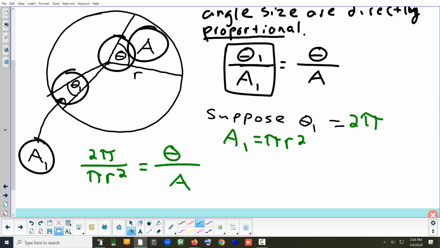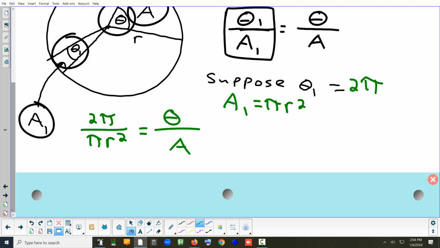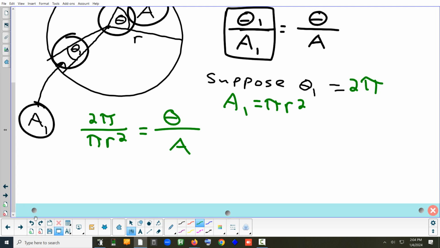Okay. So how do we solve a proportion? Cross multiply. This time the goal is to get A by itself. Anything I can do before I cross multiply? No. Well, probably wouldn't ask if I wasn't hinting at something you could do. Yes, you can. You can get rid of the pi's. You have a pi in the top, pi in the bottom. So the pi cancels out.